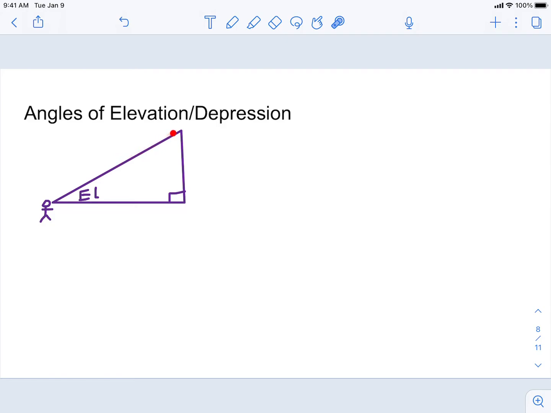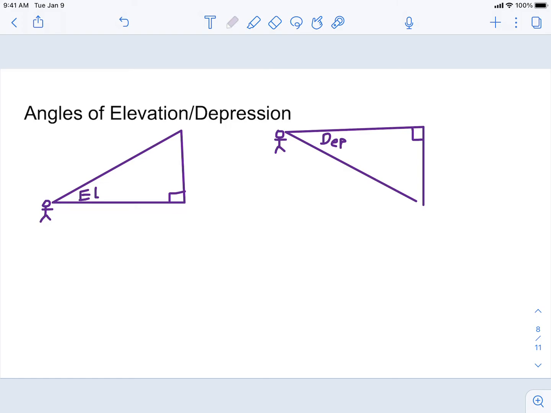Now let's say my buddy is standing on top of the cliff that I looked up at, and he's looking straight out, and now he lowers or depresses his line of sight to look down to me. What that does is creates another right triangle, a very similar right triangle, and the angle here is the angle of depression.